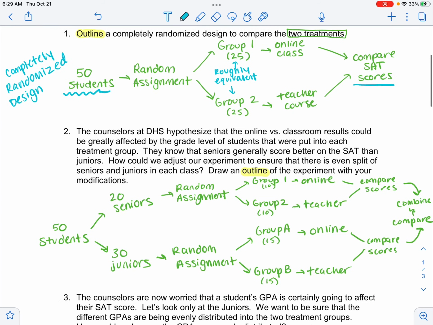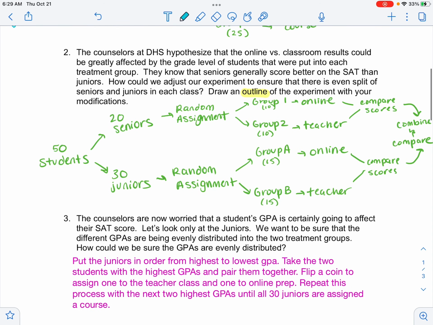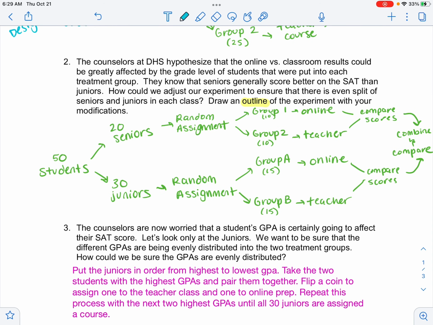Then going on to question 2. Hopefully you came up with something like this. And if yours is a little bit different, just listen to the big ideas and make sure that you've at least hit these certain marks. So now I want to compare juniors and seniors. I want to make sure that I have an even distribution of those two grade levels in both groups.